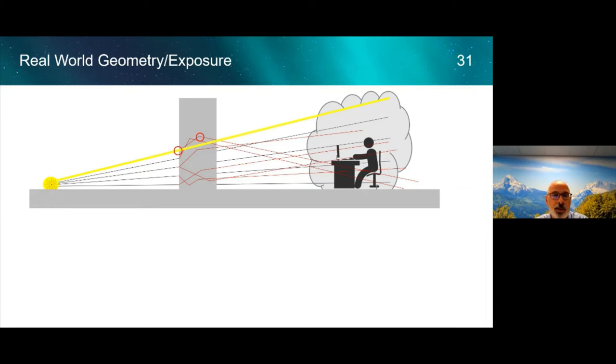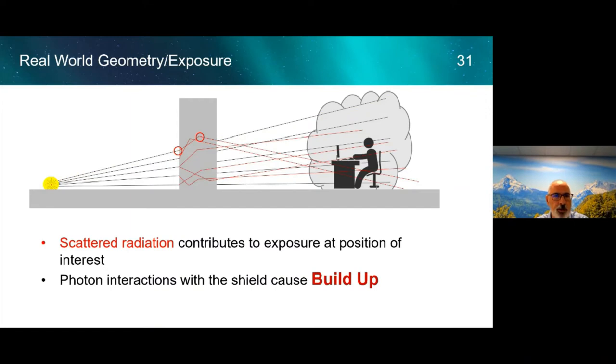However, that's not actually what happens in the shield. You can see that at the first circle on the left-hand side, the photon beam, let's just treat it as a single photon, undergoes an interaction and is either re-emitted or scattered in a different direction. At the second interaction point, which is the upper of the two circles, the photon is scattered back down and therefore causes an exposure of the person sat at the desk.